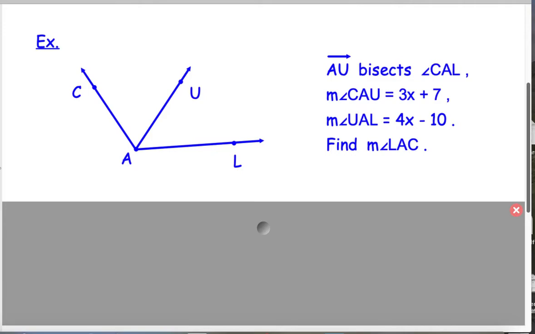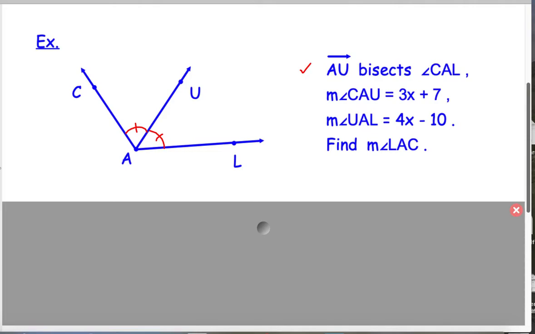On this one, they're telling us the first thing is that ray AU bisects angle CAL. So C to A to L, that's the big angle. If it's bisecting, that means it cuts the big angle in half into two congruent smaller angles. Now what else do they tell us?